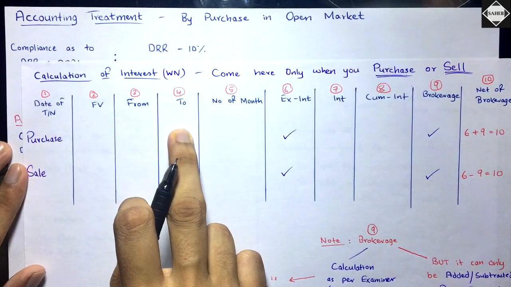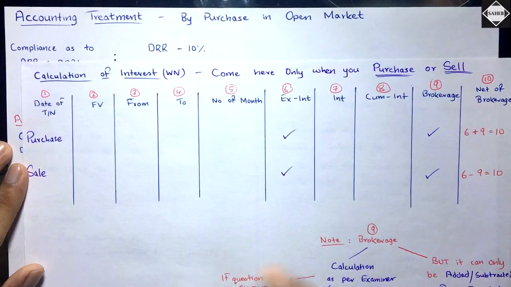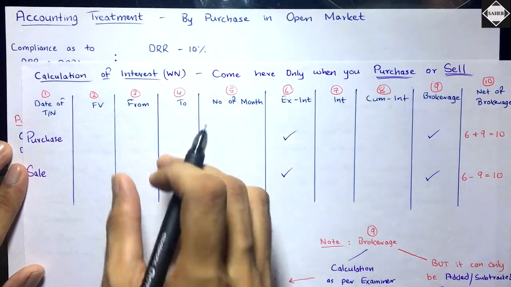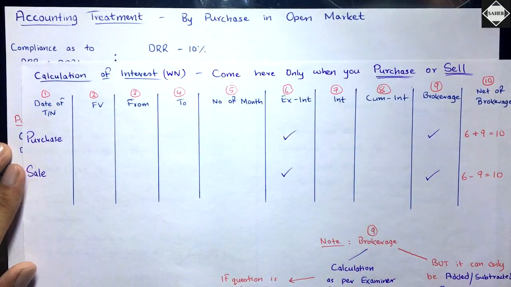If there is outstanding interest, then what you're going to do? Last due date to the year end, like that. And then the number of months. How many months are there in these two periods? And then ex interest will calculate cum interest. It's simple. We'll see that practically.